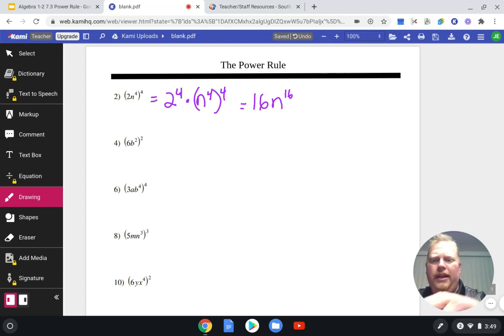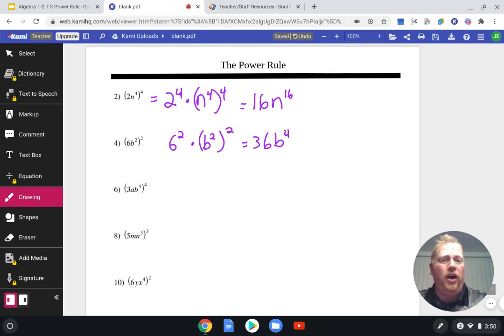Let's do another one like that. 6b squared, squared. So that means 6 squared times b squared, squared. So 6 squared, 6 times 6 is 36. And then b squared squared, multiply those exponents, and I get b to the 4th.